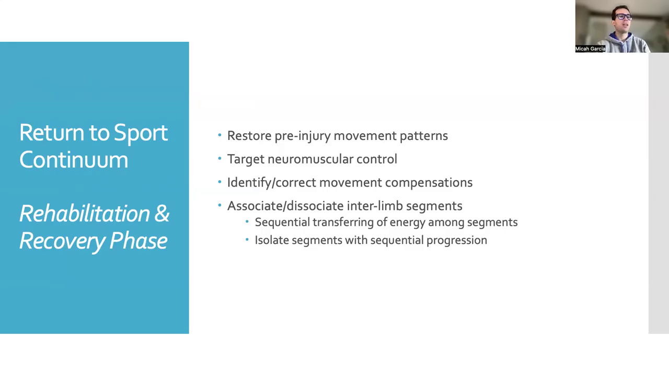So if you think about throwing a ball, for example, you're probably going to start relatively simple, where they might just be using their hand and wrist motions, like if they had a shoulder injury. And then you'll gradually progress to include the elbow, the shoulder, the trunk, and the legs. Okay, so you might want to start with isolating the segments, but then work on that sequential transfer of energy.